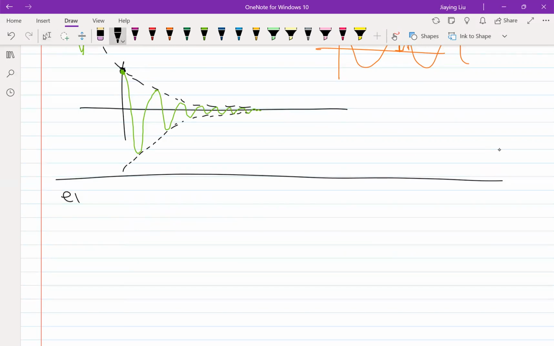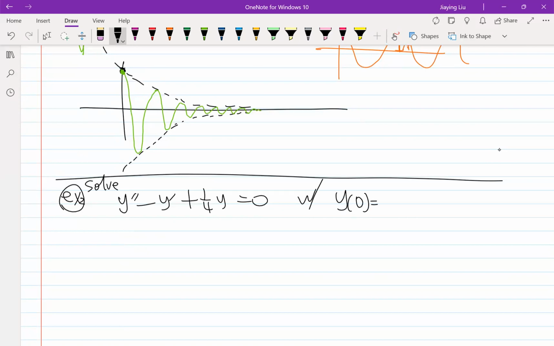So the next example I have is y double prime minus y prime plus 1/4 y equals 0. And then we're going to solve this. Suppose we have some initial condition given. I just don't want to go through that process, but for you, you can just make up some initial conditions such as y of 0 equals 1 or 2, doesn't matter. y prime of 0 equals some number to practice, but we are not going to go through it here. So let's just find the general solution.